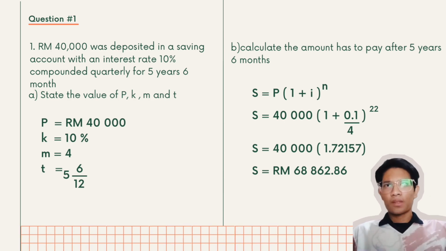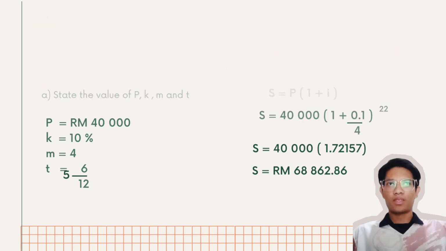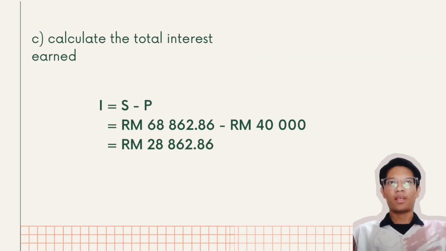For question B, we need to use the formula S equals P times 1 plus I, to the power of N. Before we start finding the answer, we need to find I and N first. After we find the answers for I and N, we can continue to calculate with the formula given. So using BODMAS, we need to solve the brackets first. The answer in the bracket is 1.72157. After that, we need to multiply with 40,000. So the final answer is RM68,862.86.